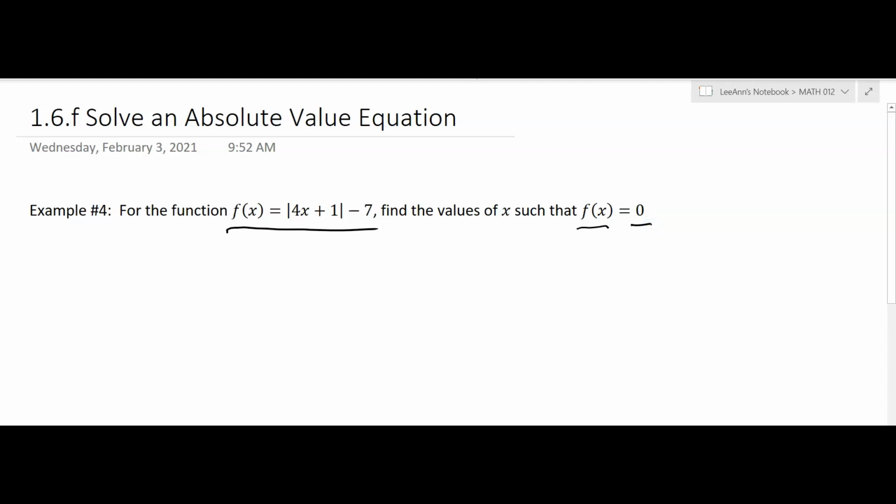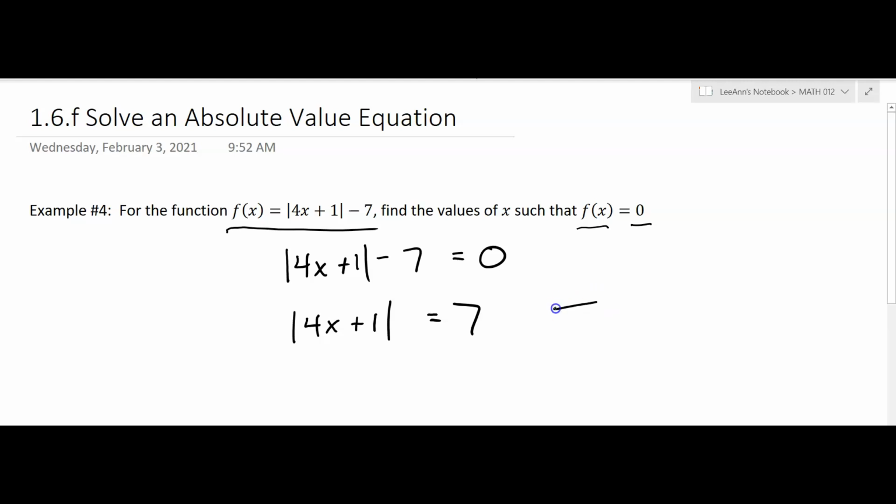Now what that means is they want us to take the function, the absolute value of 4x plus 1 minus 7, and set it equal to 0. Okay, so that's what we're going to do. We're going to solve that absolute value equation. First thing we're going to do is get that 7 out of there. So the absolute value of 4x plus 1 is equal to 7. We do that just by adding 7 to both sides.